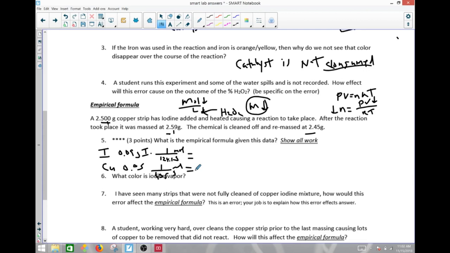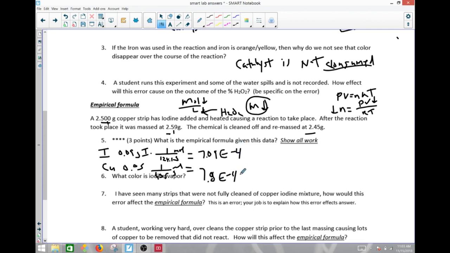Can't read my own writing there. Iodine is 126.9. I'm getting on this guy 7.09 e to the negative fourth. 0.05 divided by the molar mass of copper, which is 63.5, and I'm getting 7.8 e to the negative fourth.